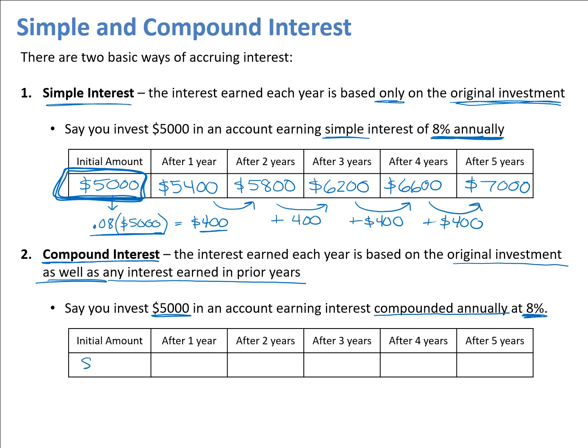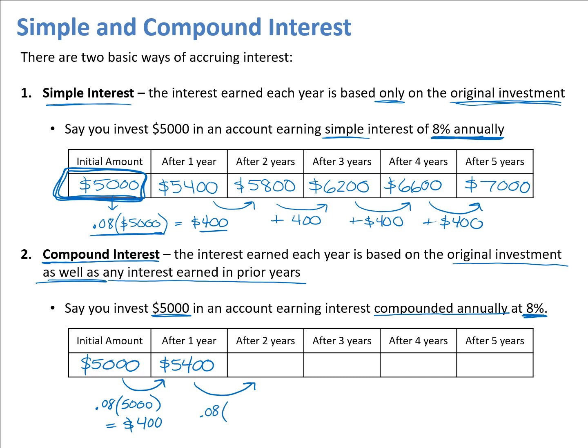So initially, we'll start with $5,000, and in the first year, just like we saw before, we are going to take 8% or 0.08 and multiply it by 5,000 to get that $400. So in the first year, we earn $400, which is the same as with simple interest. We'll have at the end of that year 5,400. But now, when we go to year 2, the amount we earn in interest is not based on the original amount, but on my new amount that I have in the account.